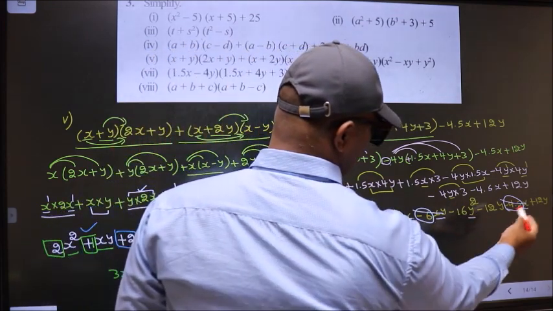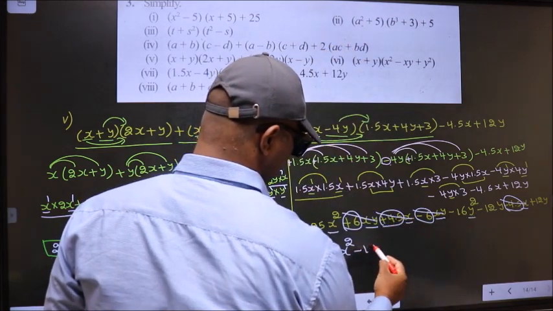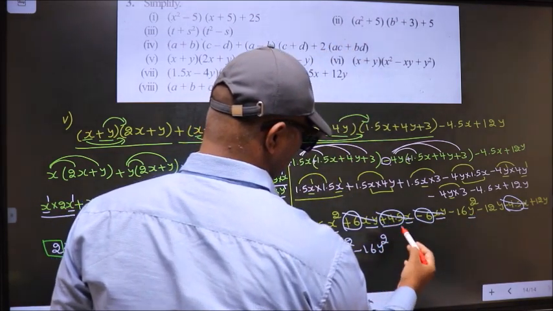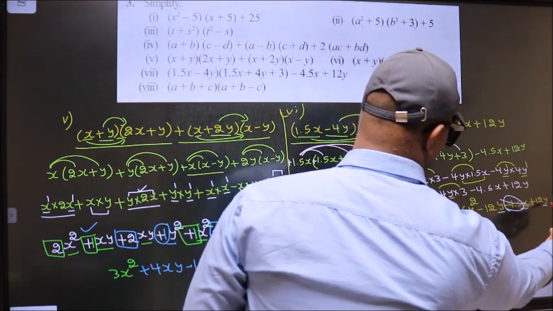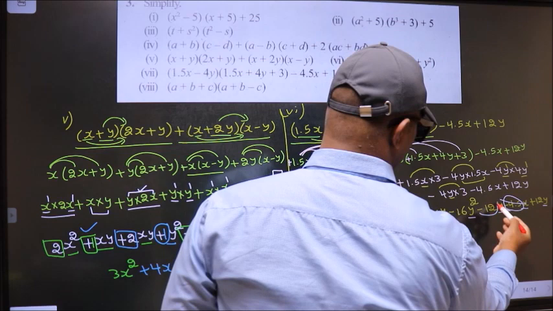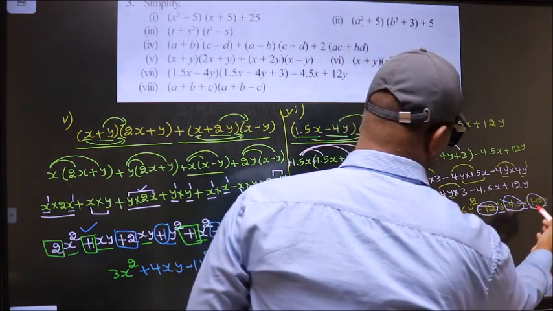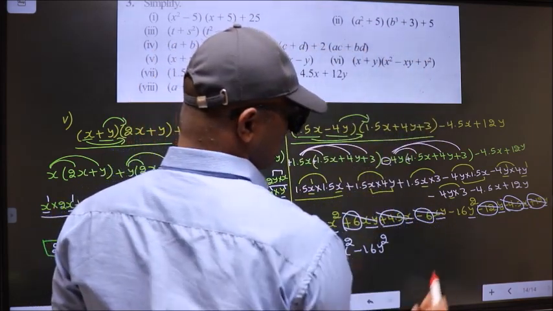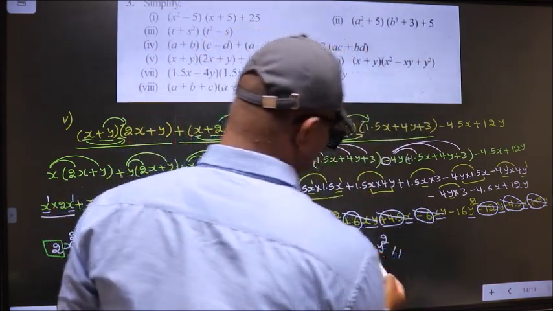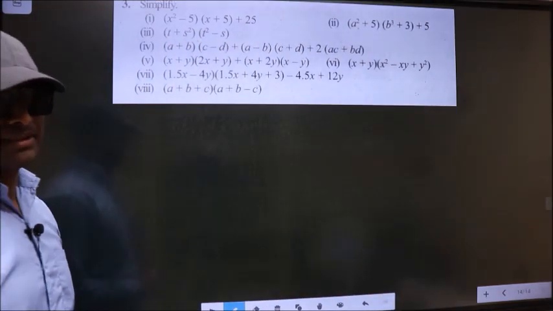Next, y square. We don't have any other y square term, so you write as it is. Next term is y. Here also we have y term. Now before y it is minus 12 and here plus 12. So minus 12y plus 12y cancel out. No other terms are left out. So this is our answer. Next, 7th bit.